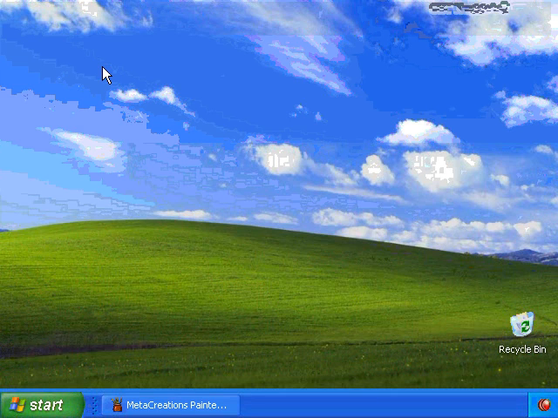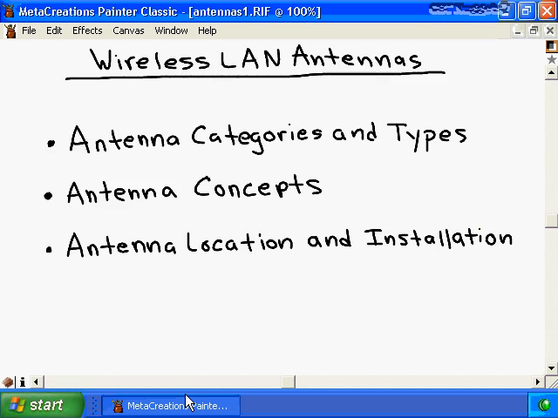Wireless LAN antennas. Now the signal strength, the connectivity, and the security of a wireless LAN can be affected tremendously by the different types of antennas that are used within a wireless LAN. And that's exactly what we're going to learn about in this video.